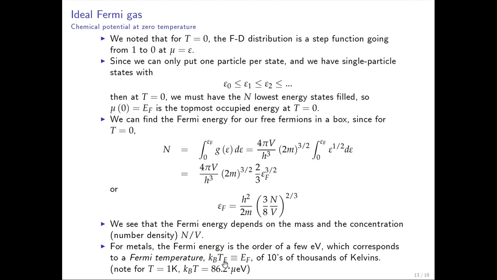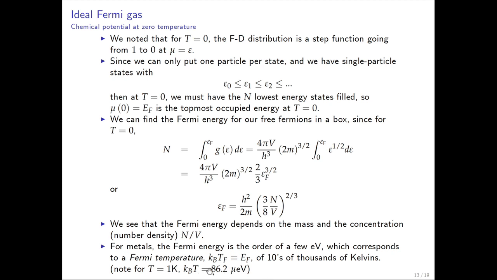Well, you can think of that as a temperature if you define the temperature so that kB times TF is the Fermi energy. And you'll find for the Fermi energy in metals, a few eV corresponds to tens of thousands of Kelvin, right? By the way, a very nice relationship that is very useful is that the temperature of 1 Kelvin, kBT, corresponds to 86.2 micro electron volts, 10 to the minus 6 electron volts.